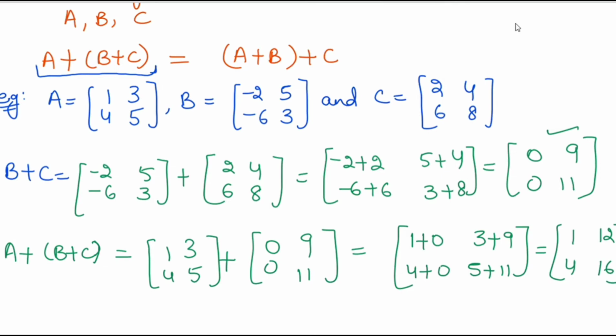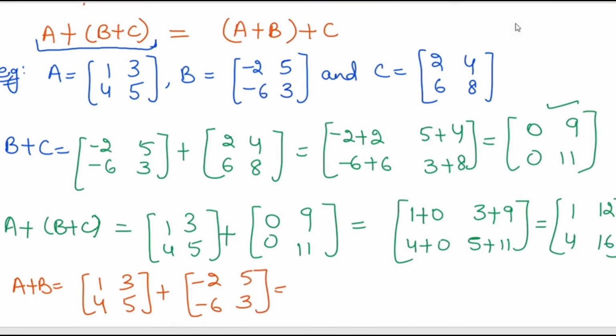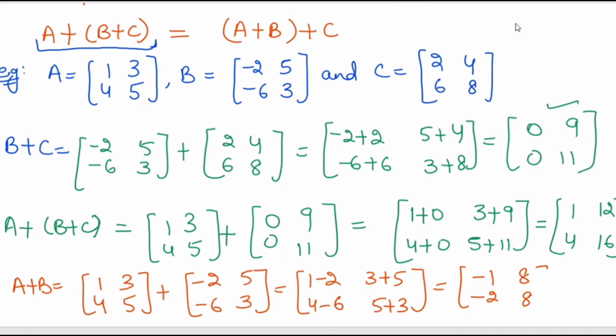Okay, now we have to find A plus B. Elements of matrix A are 1, 4, 3, 5 and B is 2, minus 6, 5, 3. On adding this, 1 minus 2, 4 minus 6, 3 plus 5 and 5 plus 3 which is equals to minus 1, minus 2, 8 and here is also 8.